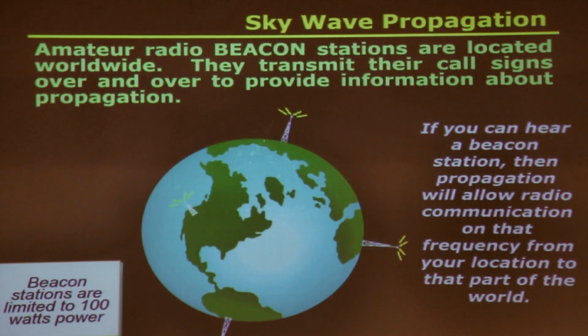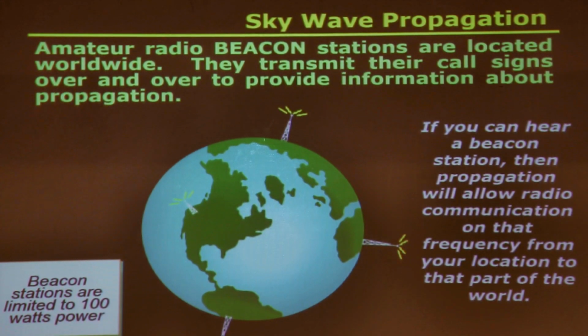We talk about beacons. I got to get ahead of myself a little bit. Beacons are stations that are located worldwide. They transmit their call signs over and over to provide information about propagation. If you can hear a beacon station, then propagation will probably allow you to communicate to the location where that beacon is from where you are. If you can't hear it from where you are, then you probably can't communicate there.